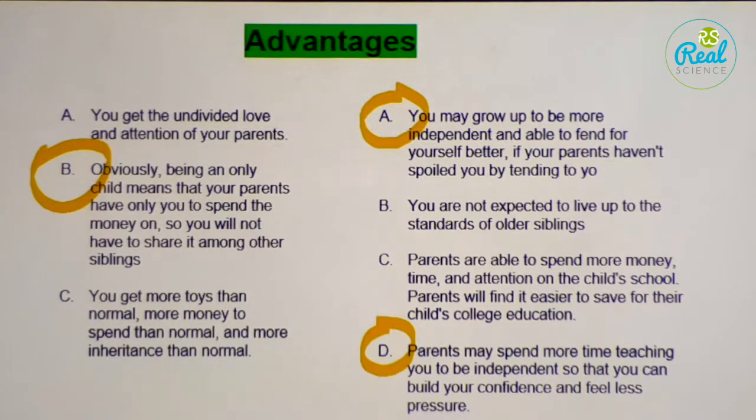Wait, we are choosing the one that is suitable? Yes, the one that you can use. The second, A1. C1. Second. Yes, C is suitable. More? A, the first column, A also can be used. You get undivided love and attention of your parents. I think B is also suitable, the second one.